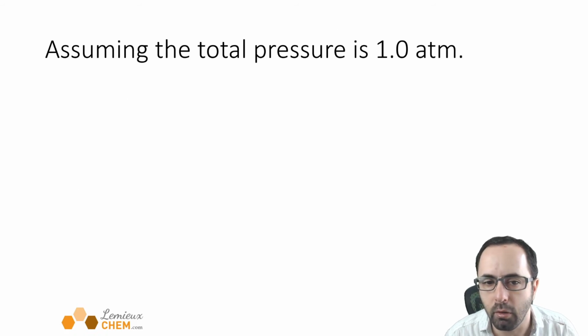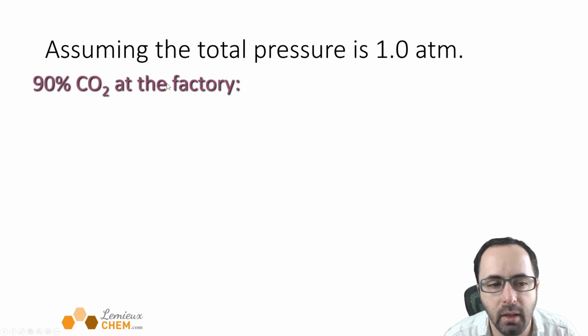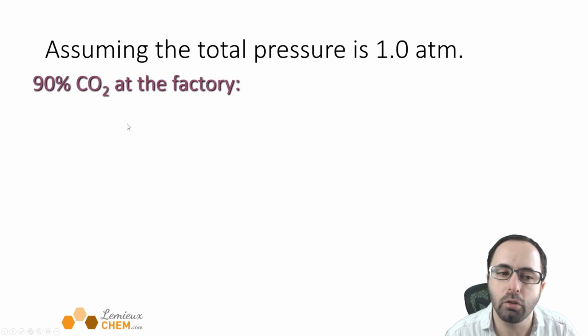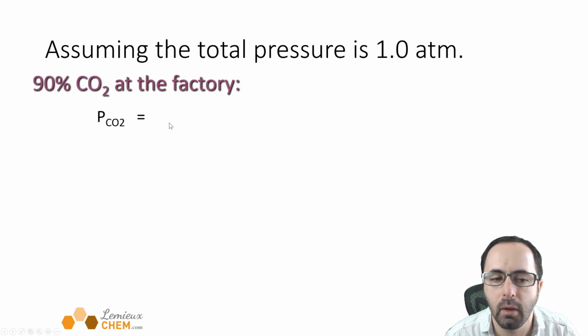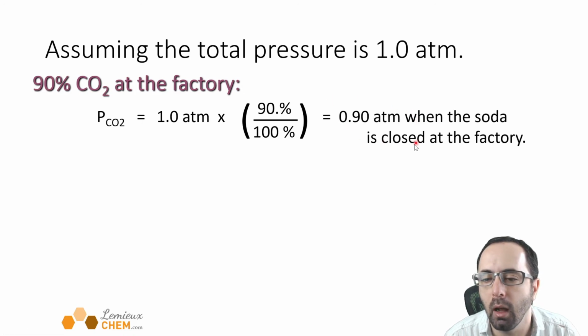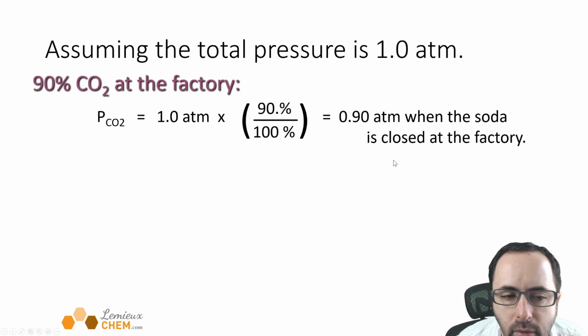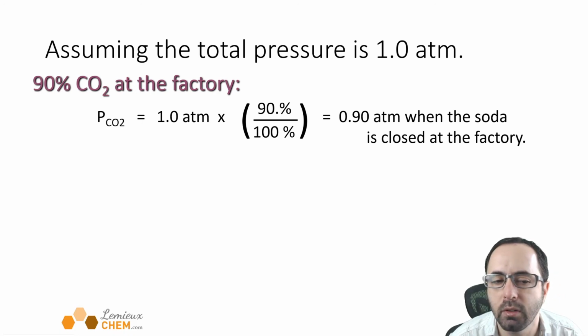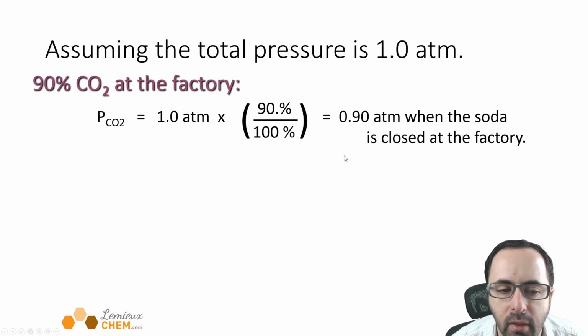Assuming we have a total pressure of 1 atmosphere here, we bottle the soda with 90% CO2. So if we're calculating the partial pressure of the CO2 above the soda, it's going to be the 1 atmosphere total pressure, times 90% CO2, turned into a decimal. And so our partial pressure of CO2 is 1 times 90 divided by 100. That's 0.9 atmospheres. So when the soda is closed, you have 0.9 atmospheres of partial pressure of CO2 above the liquid. And so the CO2 does stay dissolved in that case.